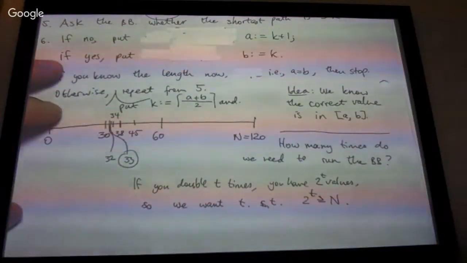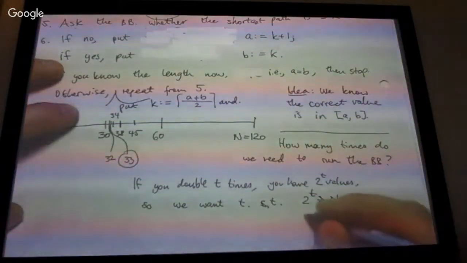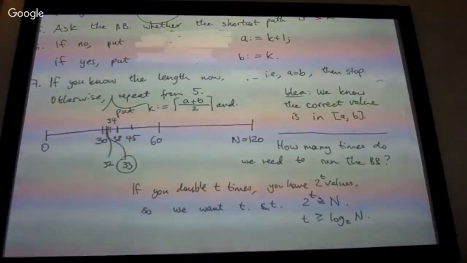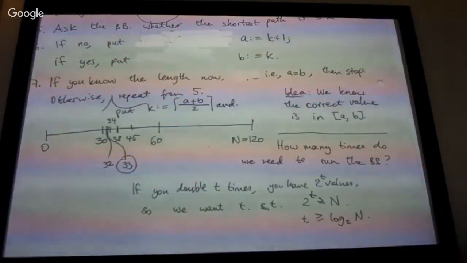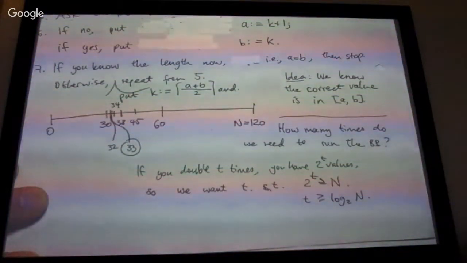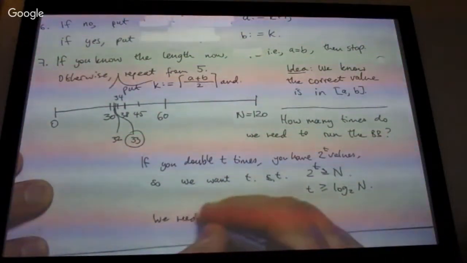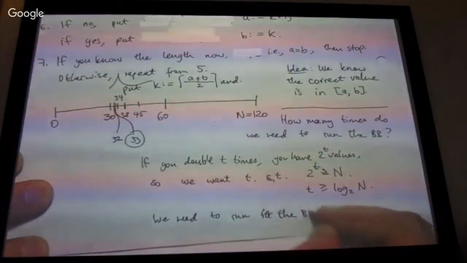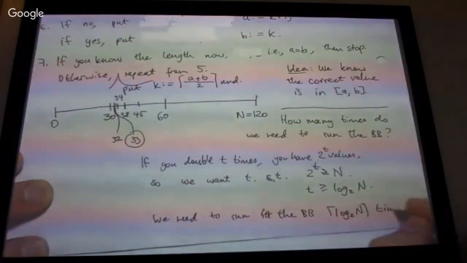This is A-level maths. This is GCSE maths. It's called the logarithm. I would really expect first year students to know what the logarithm is. So we need to run the black box log to n, rounded up, times or thereabouts.